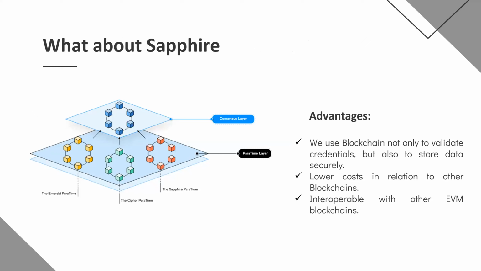What about Sapphire? What are the advantages of using Sapphire instead of another blockchain platform? We use blockchain not only to validate credentials, but also to store data securely. On another blockchain, you can use verifiable credentials and save the proof of the data, not the data, because everything is public and not secure. With Sapphire, we can solve that. It has lower cost than other blockchains, obviously, and is interoperable with other EVM blockchains. So we can use verifiable credentials in Oasis with Sapphire, and create and share them on another platform.